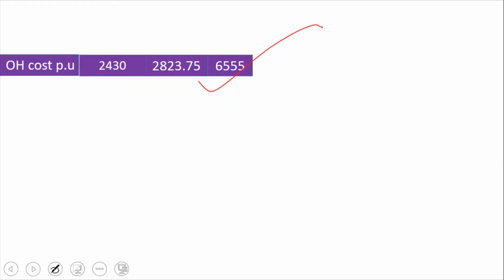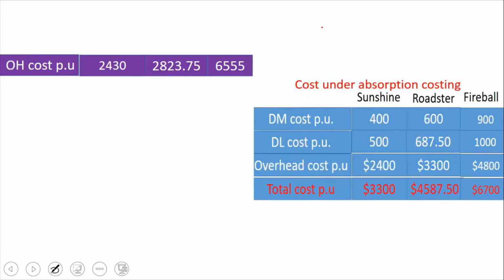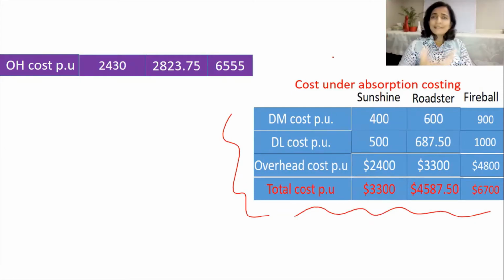So I have just copied the overhead costs per unit of all the three products that we had just calculated. Now let's see what we calculated under absorption costing. So this was what we did under absorption costing, and we arrived at the total cost per unit. So we will do the same thing for activity-based costing also.